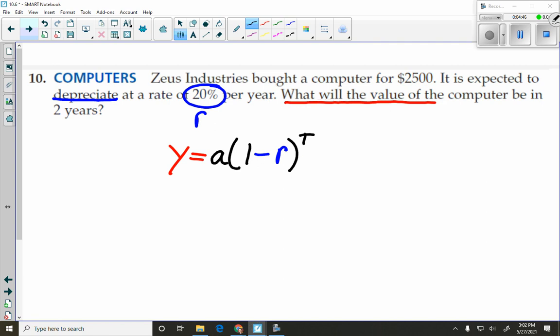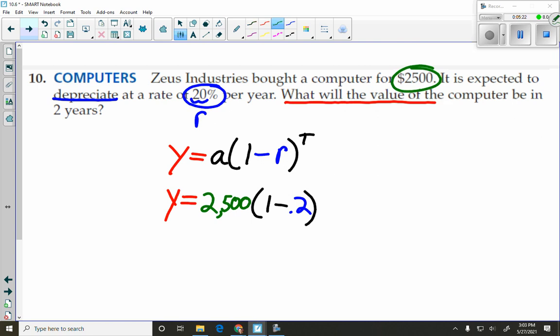So, okay, we're going to put in our numbers. We're looking for Y. Y is going to equal, that is my question. A is the value we're starting with. He's paying at the very beginning $2,500. So A is $2,500 times 1 minus, now the R, the percent rate, is 20%. If I move this decimal 2 spots over, that's going to be 0.2. And we're going to raise it to the T, time.